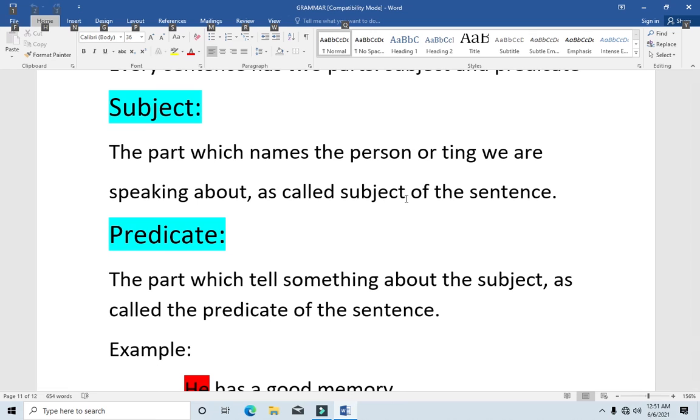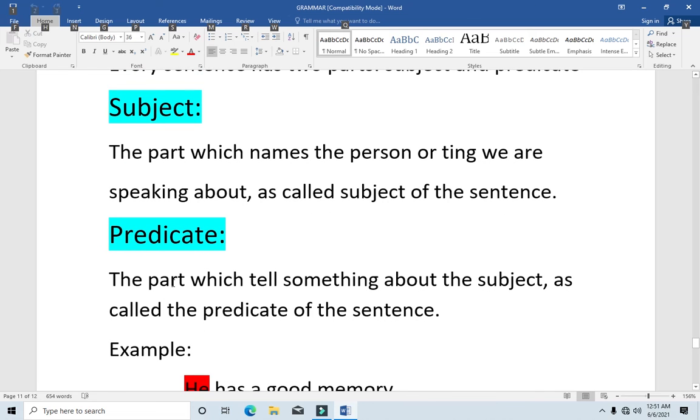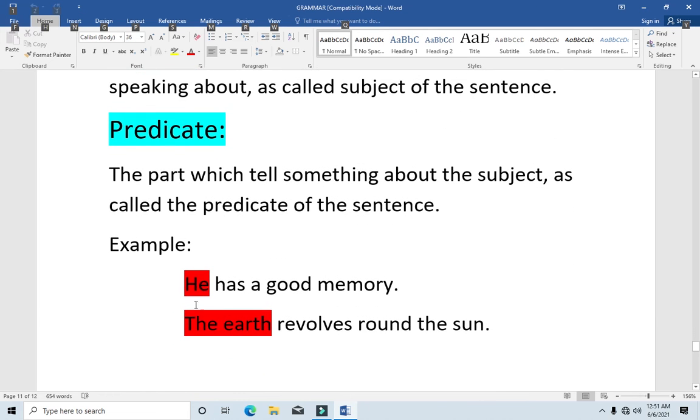Definition: the part which names the person or thing we are speaking about. The part which names the person or thing we are speaking about is called the subject of the sentence. For example, in this example, he has a good memory, he is the subject. Predicate. The part which tells something about the subject is called the predicate of the sentence.